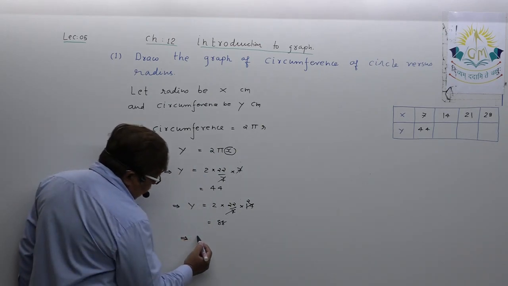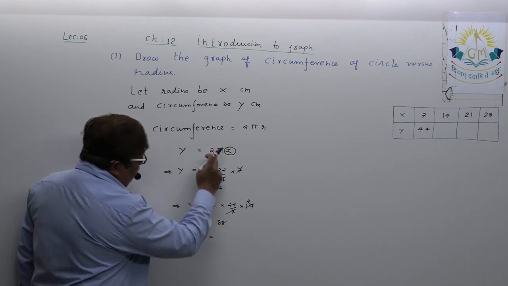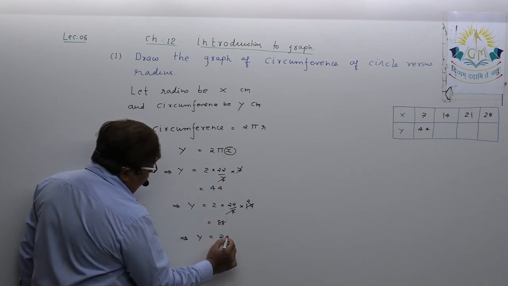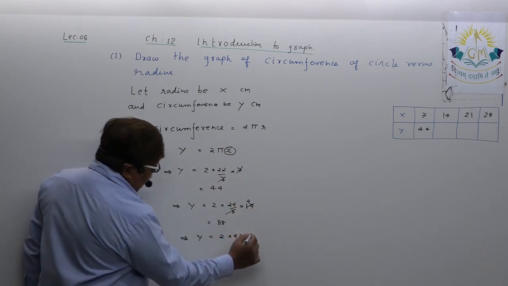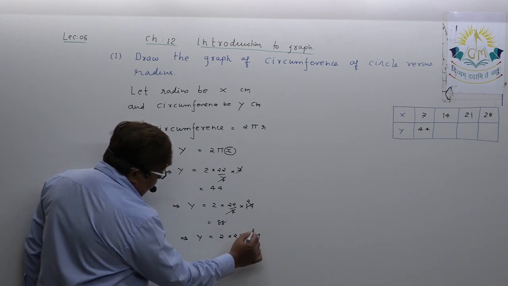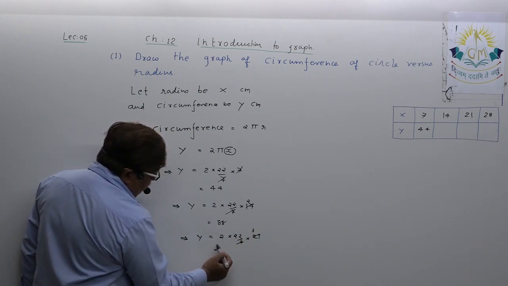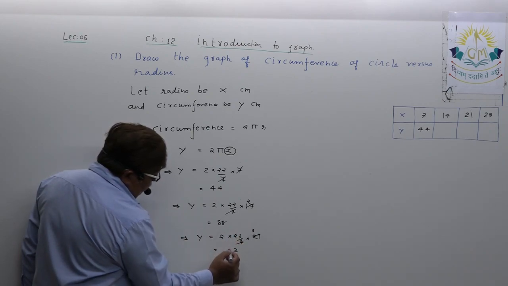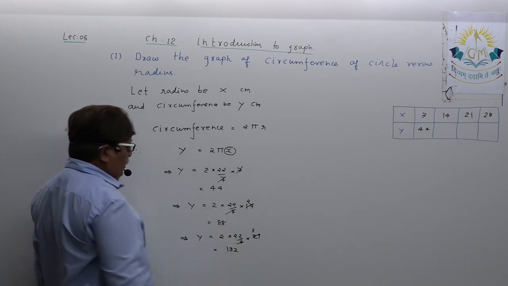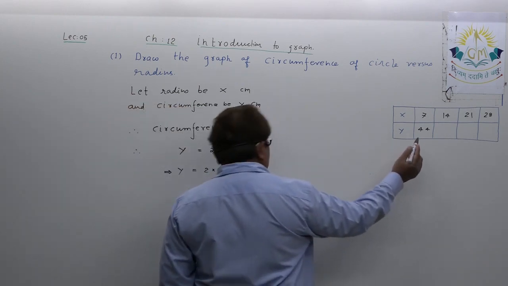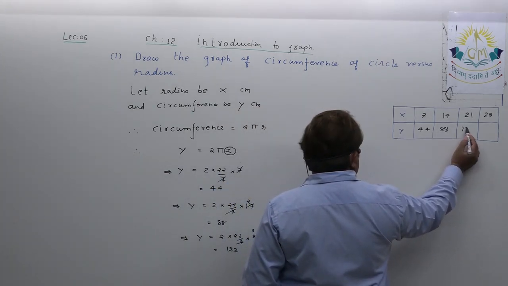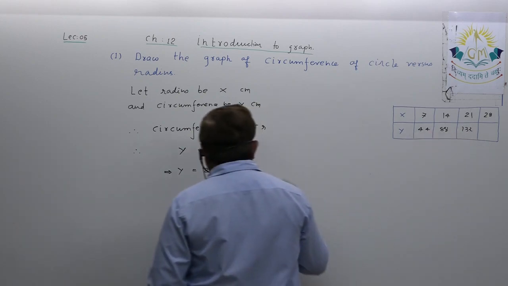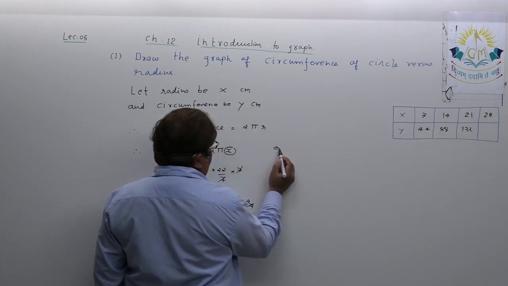Third value, y equal to the basic formula 2 pi r, 2 into 22 upon 7 into 21. 7 3 ja 3, 3 2 ja 6, multiply 6 with 6, 2 ja 12, 6 2 ja 12, 132. Still, so just let me place the value 88, then 132.